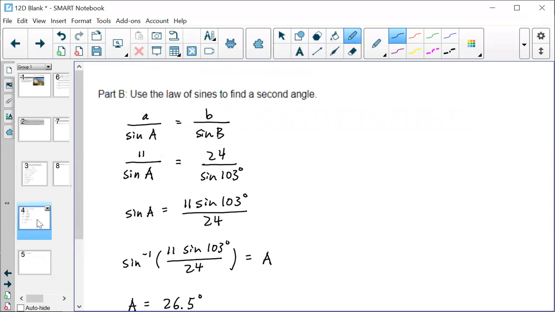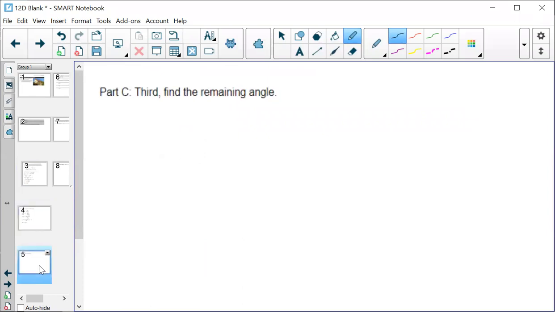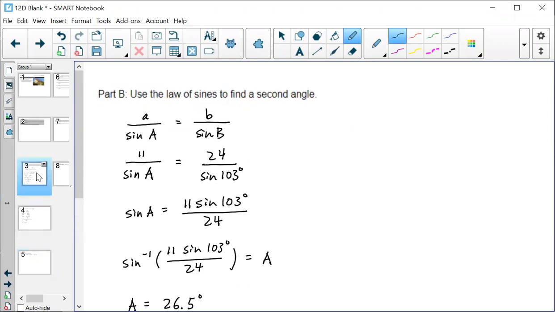And part C, I bet, is coming next. Yeah, find the remaining angle. For this, we can take 180 minus 103 minus 26.5. When we do these subtractions, we get 50.5 degrees. And that is angle C, which is back here.